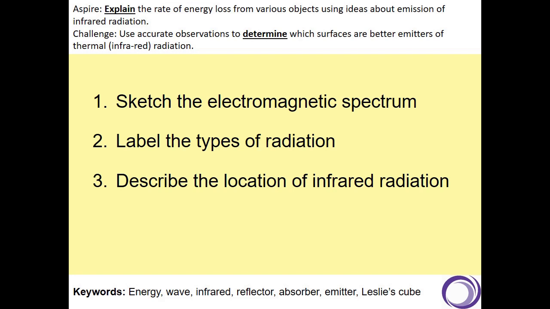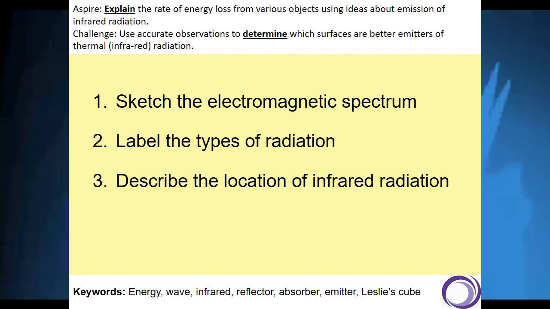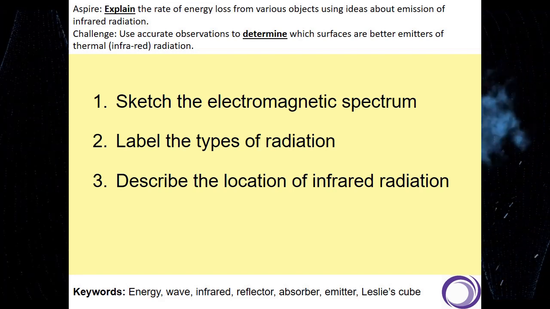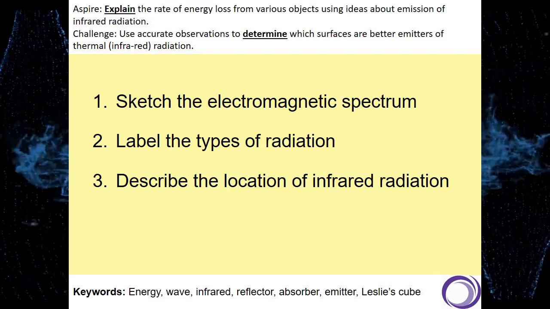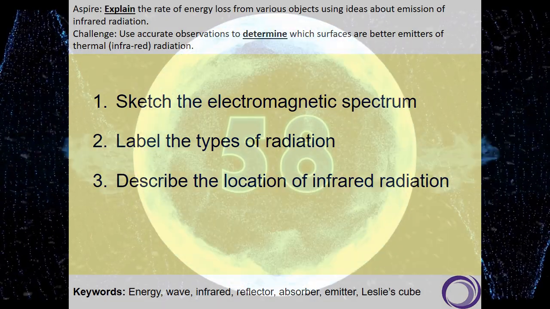So what I want you to do then, two little sections here. I want you to sketch the electromagnetic spectrum, just on a piece of paper, and label the types of radiation. You should remember 7 from a previous lesson, and describe the location. In other words, the order. If you could just put them in order, that would do. And I'm going to give you a minute. Let's try and do it quick.